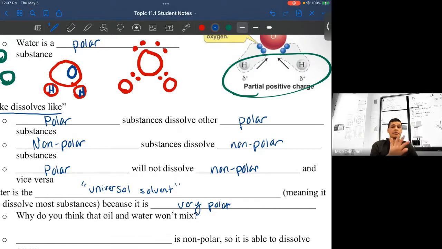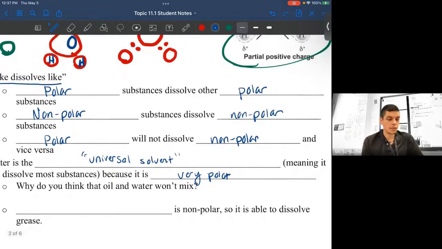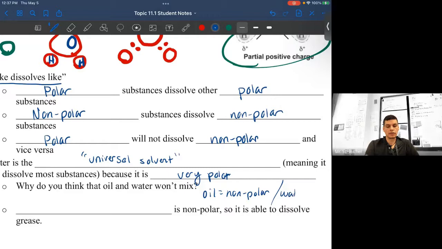For example, if I were ever to put stylish nail polish on, I can't really wash it off with water, but maybe I can use nail polish remover. And nail polish remover will dissolve that a little bit more because nail polish remover is more nonpolar than water is. And nail polish is very nonpolar. So why do you think oil and water don't mix? Because oil is nonpolar and water is polar.